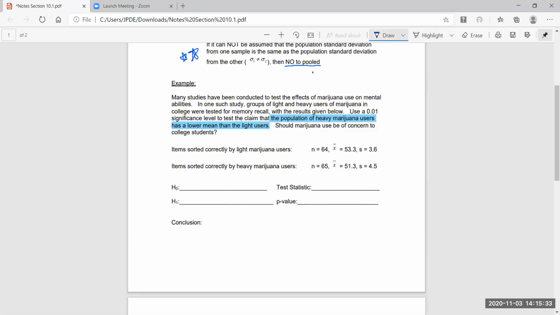We do know our level of significance. We already know how to talk about that. Alpha is 0.01. And this is talking about heavy marijuana users have a lower mean. So see, it has that word mean in there. So we basically have two groups. What's kind of nice is that they've organized it here for us.